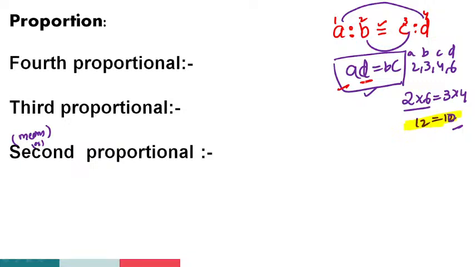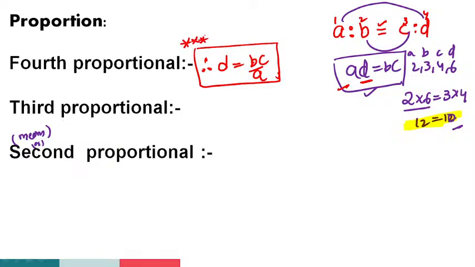So fourth proportion means we have to find out the D value. Then D is equal to BC by A. That is a formula, guys. Fourth proportion formula, D is equal to BC by A. Just remember the formula, guys.